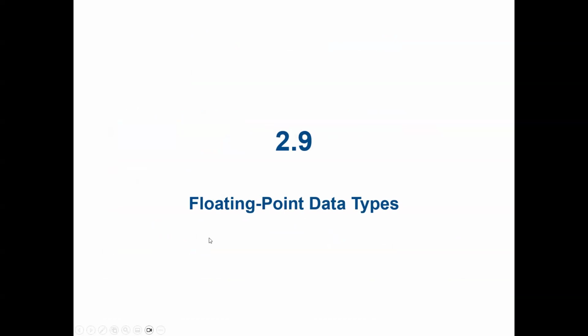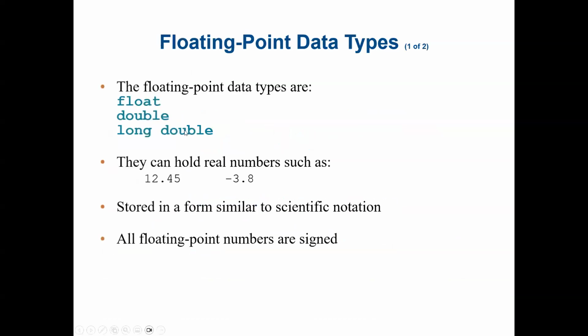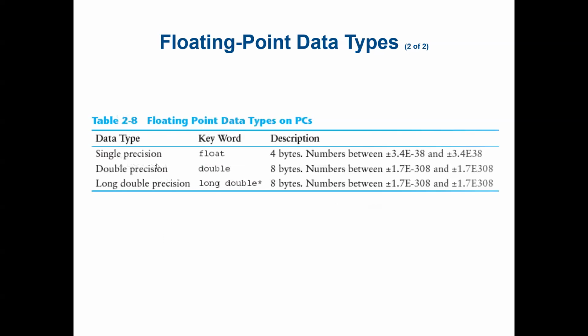Next, we talk about decimal numbers, which we call the floating point data types. Same as integer, we have 3 different types: float, double, long double. Again, it depends on the size. They can hold positive or negative decimal values. And also, we have single precision for float, double precision for double, and long double precision for long doubles.